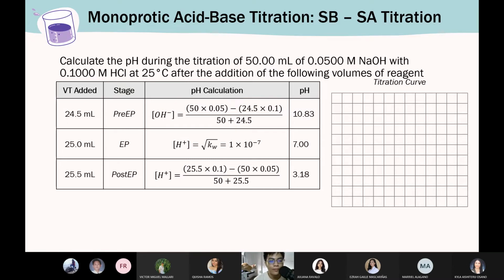So when I give a larger volume of titrant, don't be intimidated. As long as you know the stage, you know the equation to use. And always, the equivalence point is 7 for SASB and SBSA titration. For both of them, that is the equivalence point. Okay?